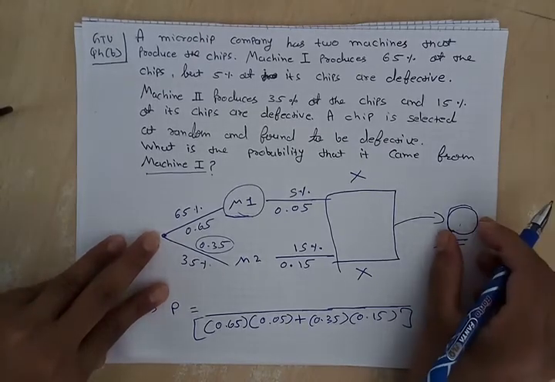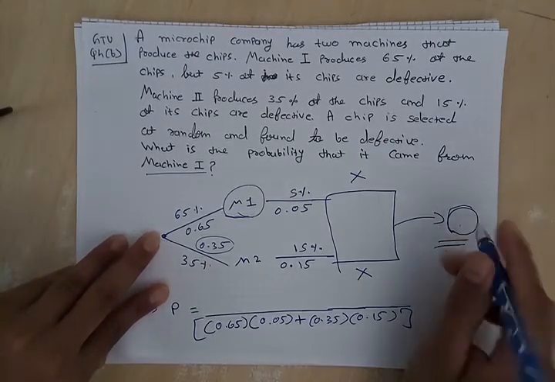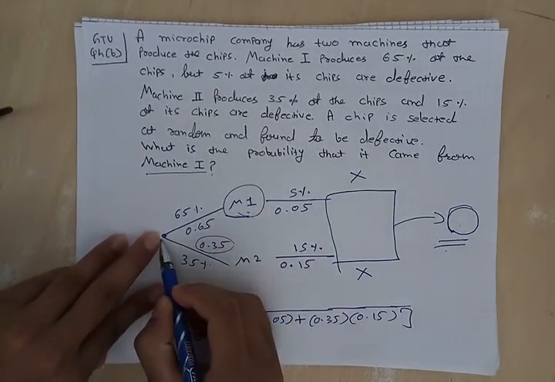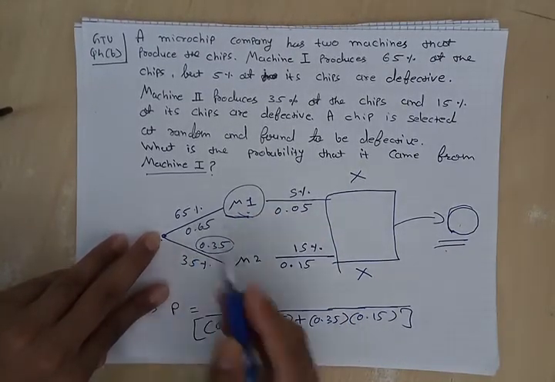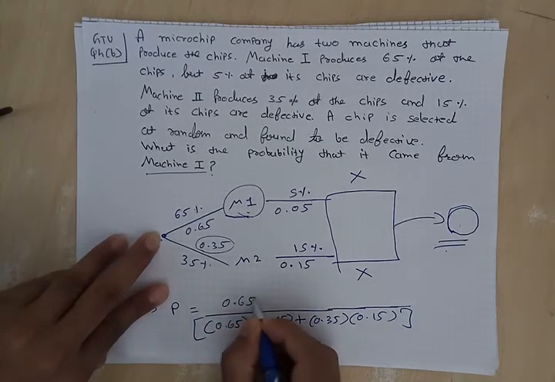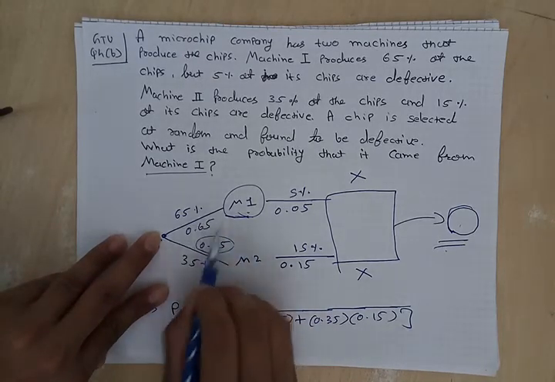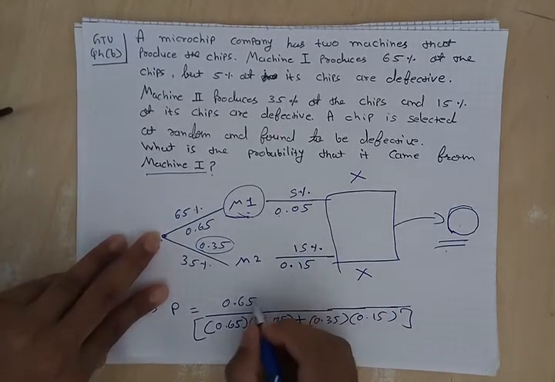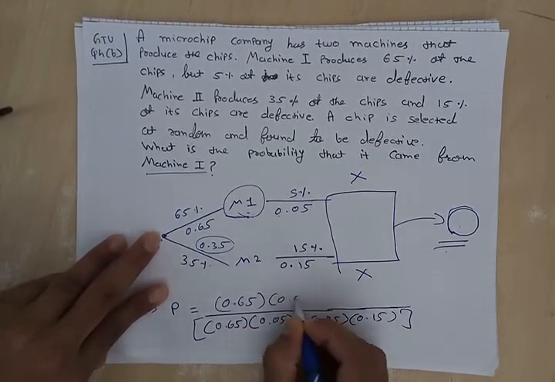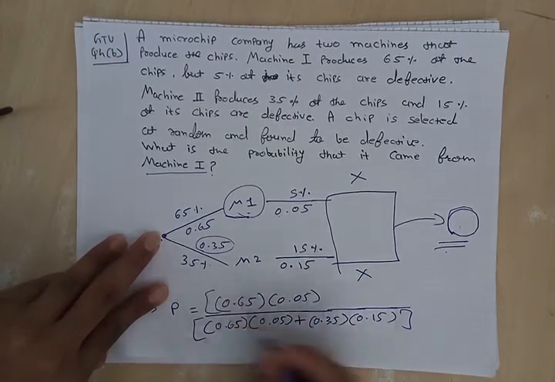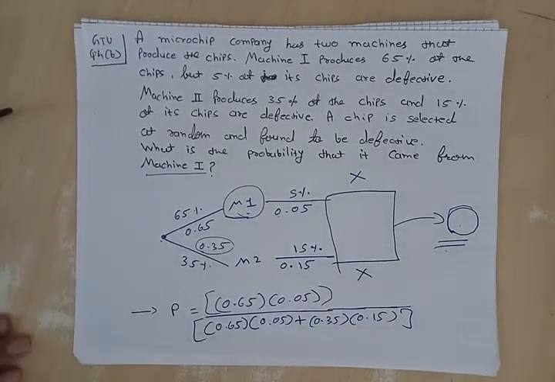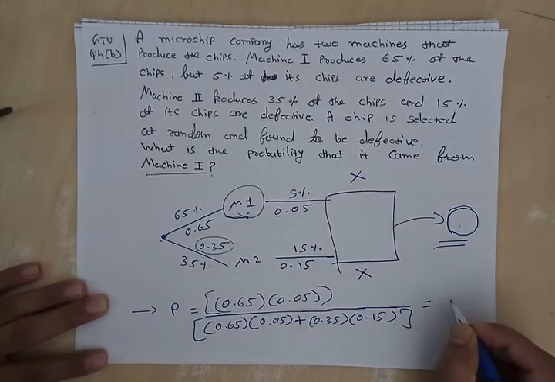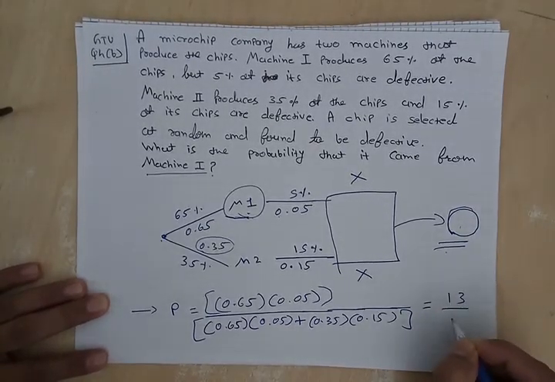But in how many ways is it possible that it came from machine 1? So machine 1 has a 0.65 chance of producing chips, and out of these chips there is a 0.05 probability that it is defective. So if you calculate this expression, you will get your probability as 13/34.